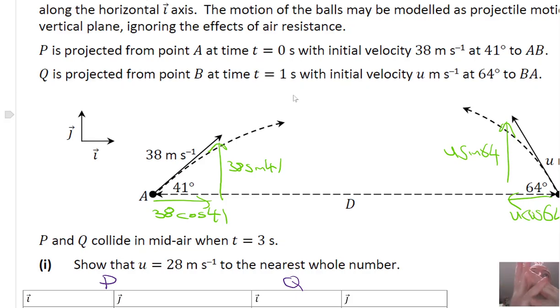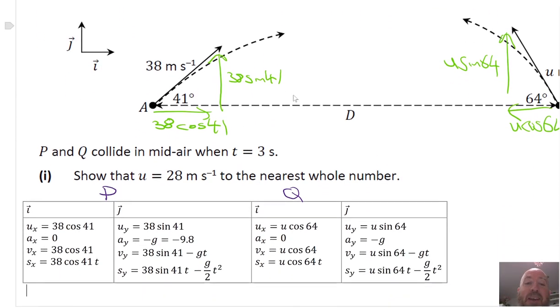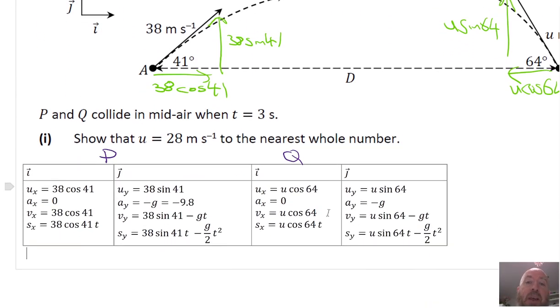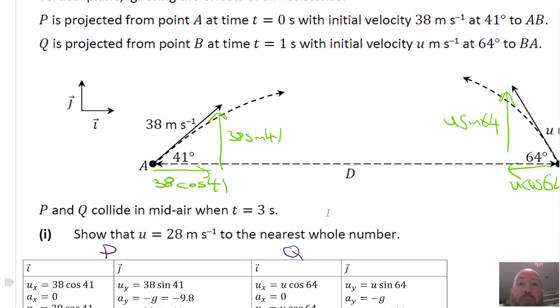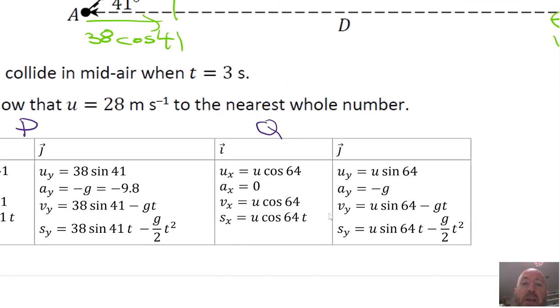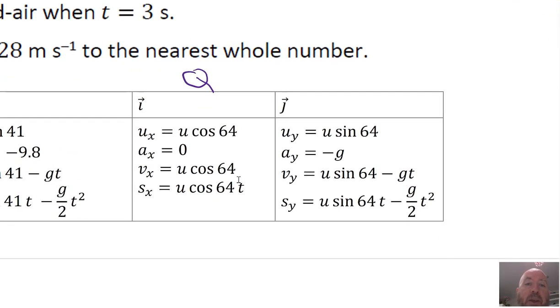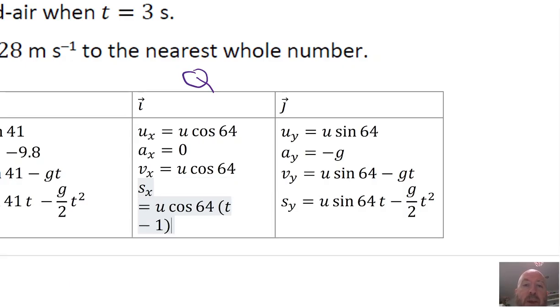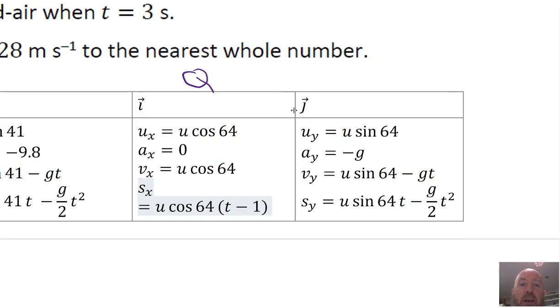Now, we can do it manually and just work through what we have to do and shift our equations by 1 second and put that in. But actually, if we want to work with the same t, there's a very easy fix: Q happens 1 second later. So when time is 1 is when Q starts. So what we need to do here with Q is wherever we see t, replace that with t minus 1. And I'm going to explain why that is in a second.